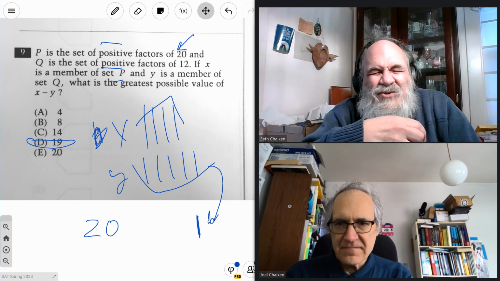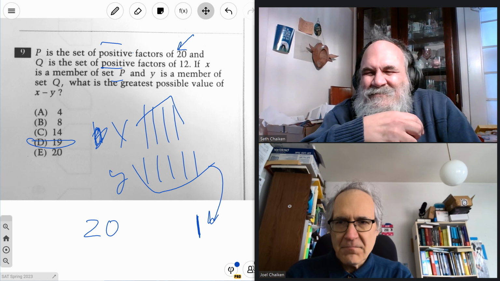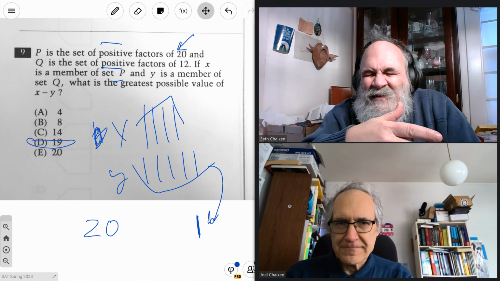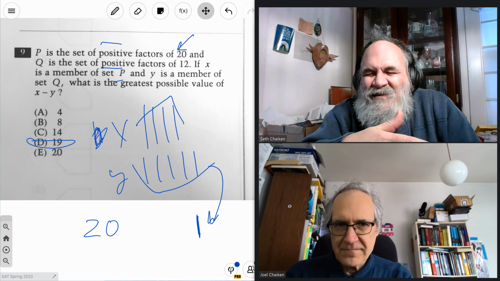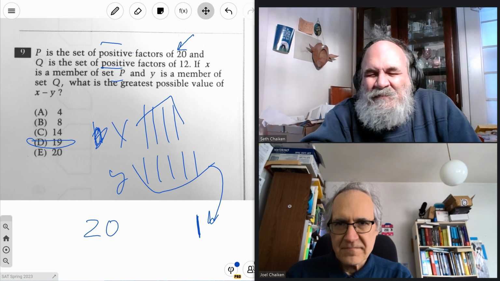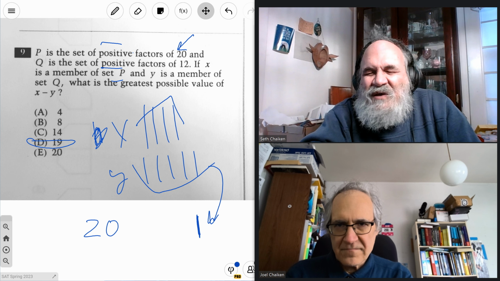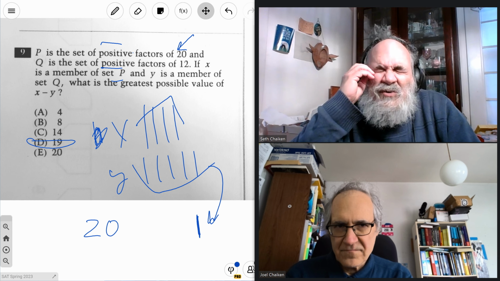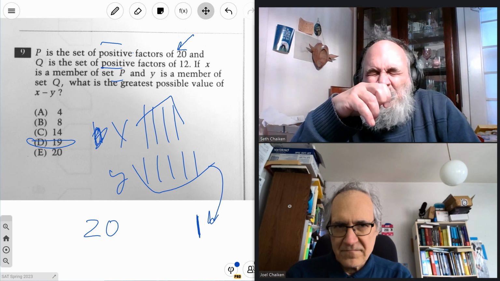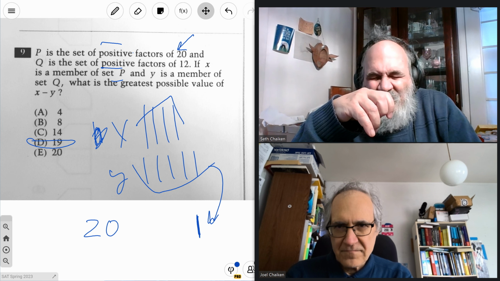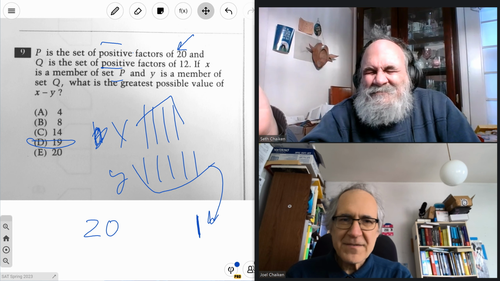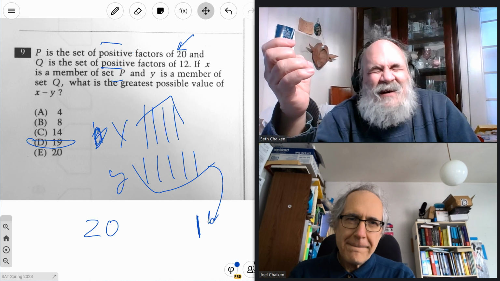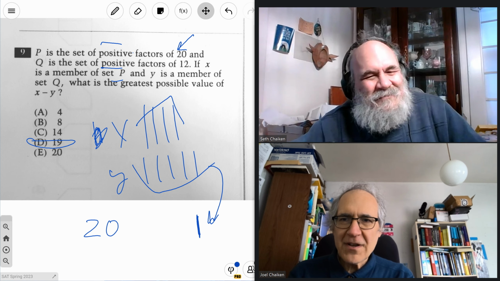So notice they didn't give a choice for 18 either. Maybe if they gave 18, then one could argue that 18, if you take factors, if you don't consider one to be a factor, then 18 is the answer. But they don't give a choice for 18. Right, so maybe they did that purposely. Yeah, maybe they didn't want ambiguity.